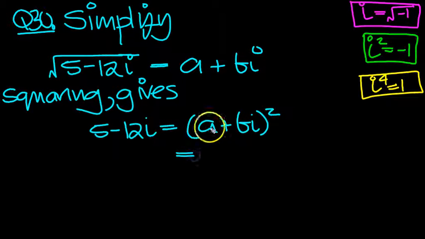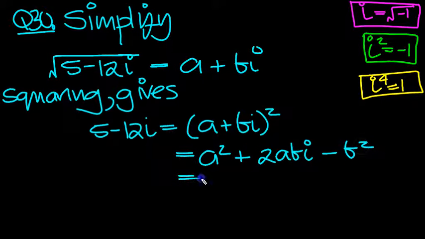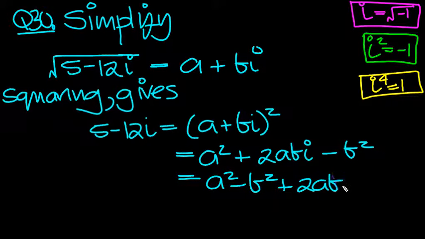which when we expand, in our mind's eye, we get a squared, plus the two middle terms will be the same, 2 lots of abi. And then the last term will be b squared with an i squared, which is a minus, so it's minus b squared. So a squared minus b squared is the real part. The imaginary part will be 2ab, so that's 2ab lots of i, and that's equal to 5 minus 12i.